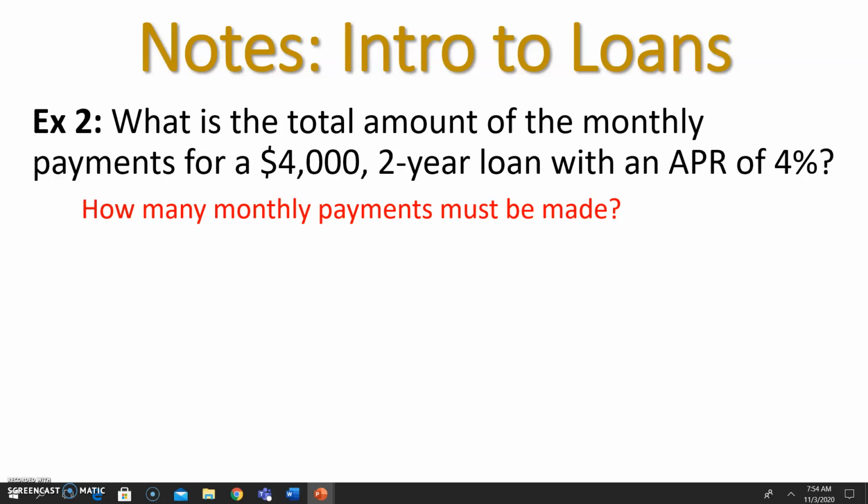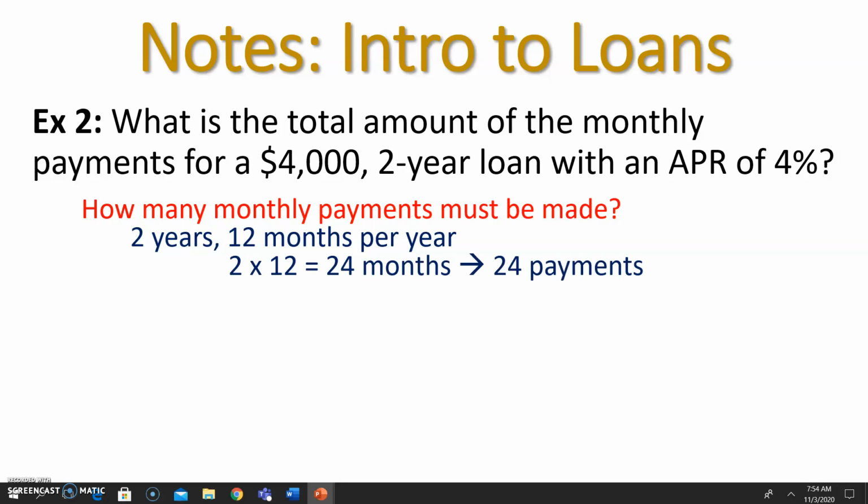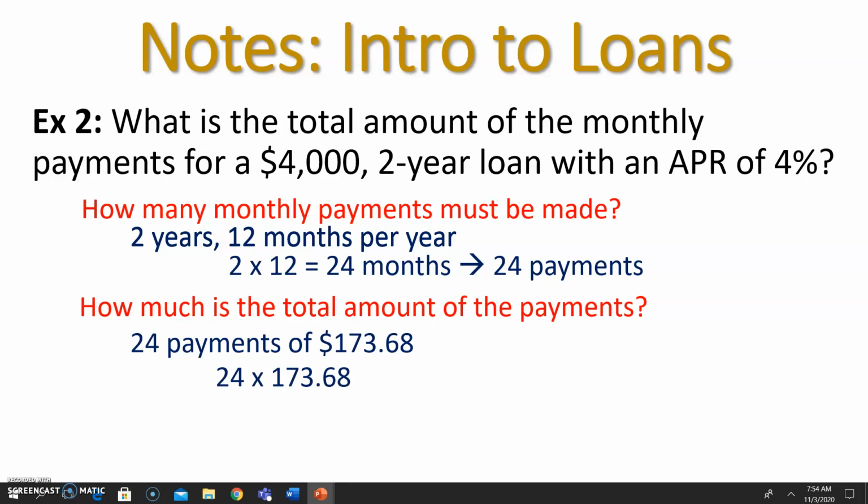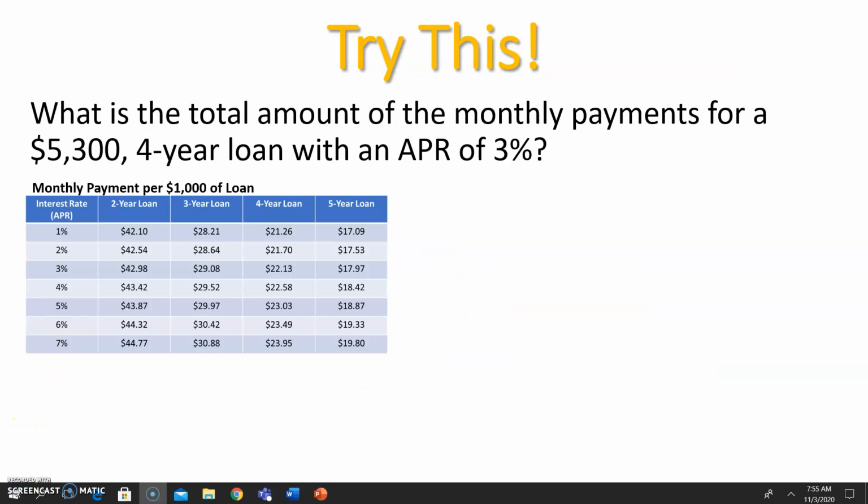Well, we know we're going to be paying this loan every month for 2 years. So that's 2 years, 12 months per year, or a total of 24 months, 24 payments. The next question we will ask ourselves is, how much is the total amount of the payments? Well, if we remember from example 1, we know that our payments are $173.68. So we'll be making 24 payments of $173.68, which is 24 times $173.68, or $4,168.32 in total payments.